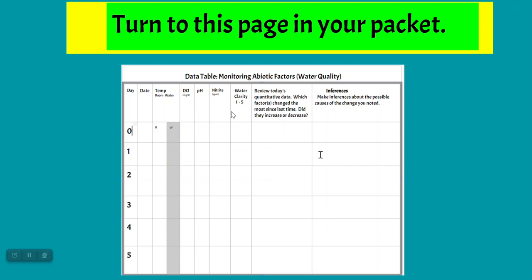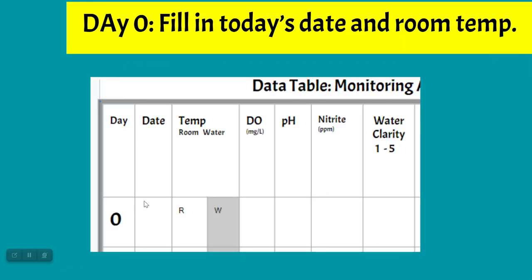So you're going to get to this page in your packet. I believe it's the 3rd piece of paper. You're going to put the date down. Make sure you're putting the correct date. So if 9/29 is not the correct date, please be sure you're putting the correct date. We're going to get the temperature of the room and the temperature of the water.